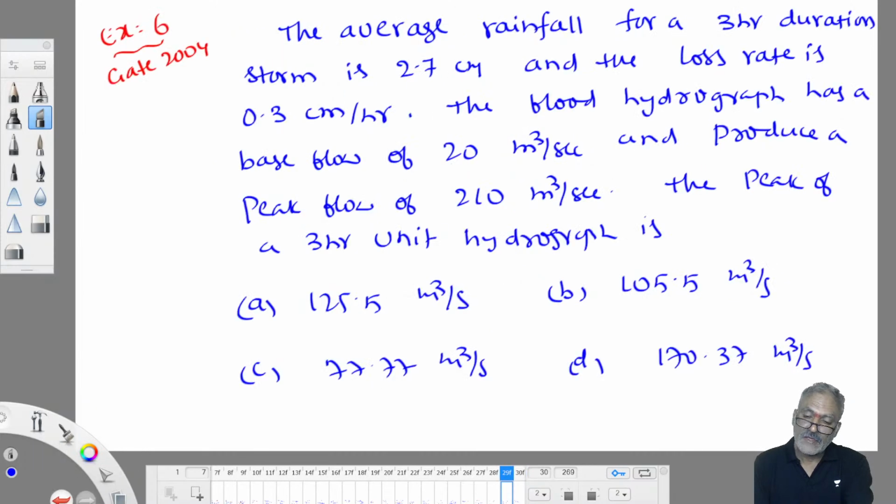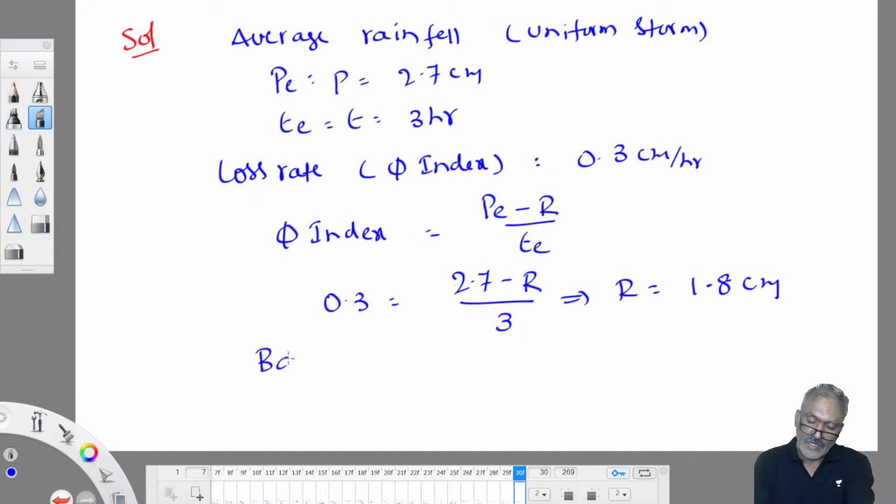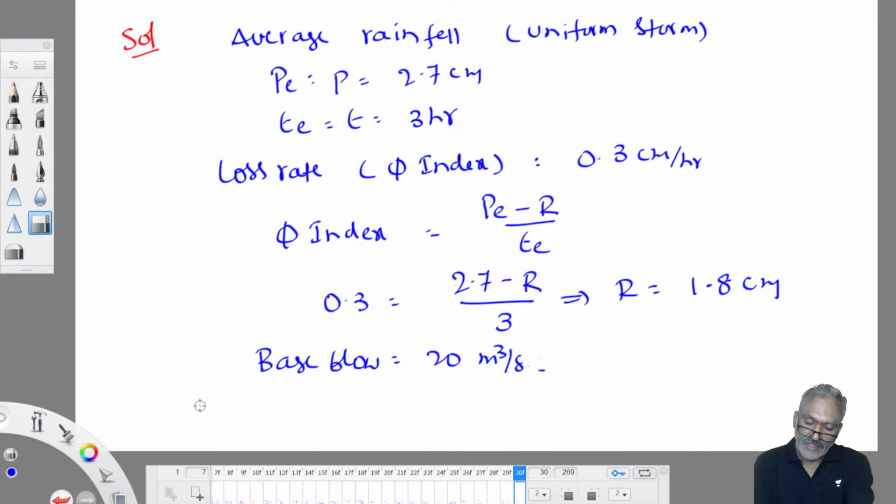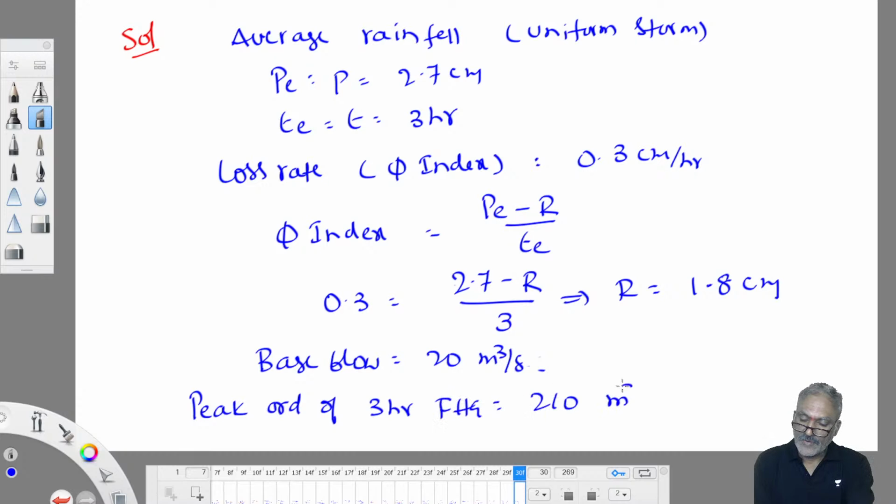So what else is given? The flood hydrograph has a base flow of 20 meter cube per second. Okay. Next, what else is given? They produce a peak flow of 210 meter cube per second. So the peak ordinate of the 3-hour flood hydrograph is given: 210 meter cube per second.